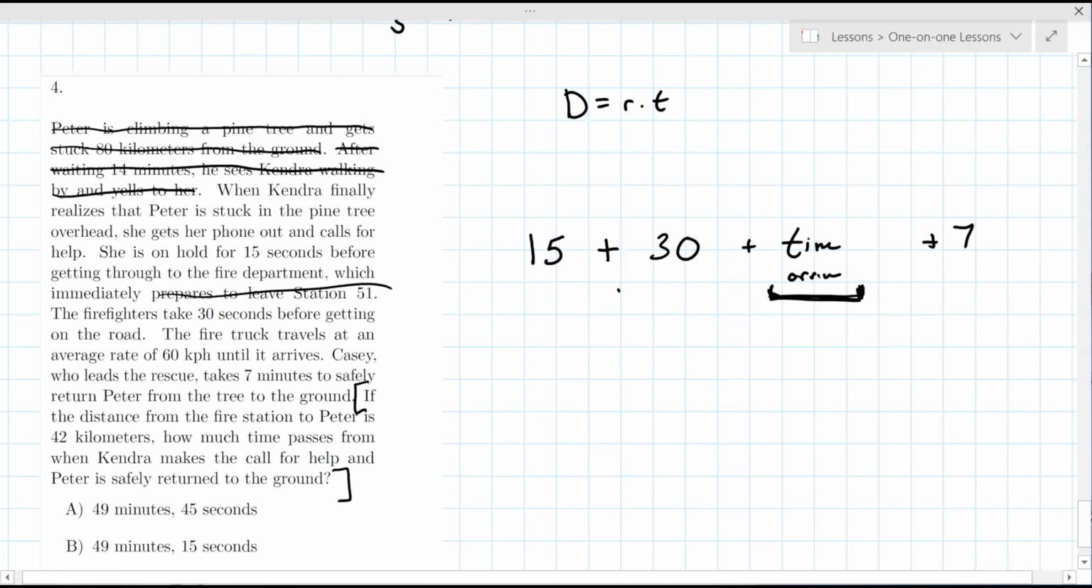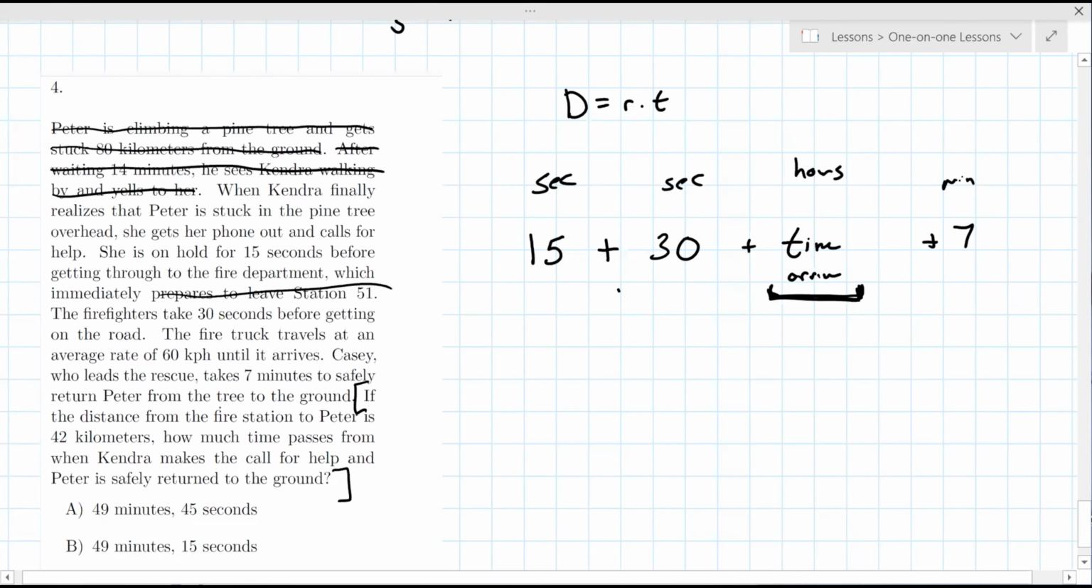Would you agree? Yeah. Now, there's another problem here: this is in seconds, this is in minutes, and this one is in hours. What are the answers? The answers are in minutes and seconds. So we should probably possibly convert these to minutes. We'll see.